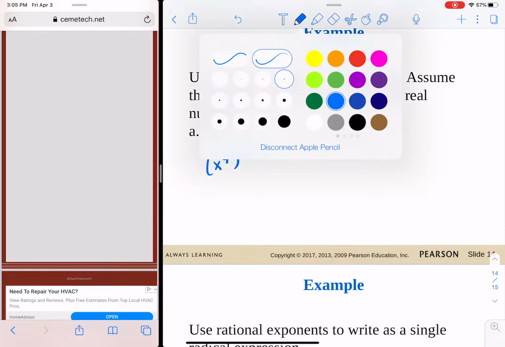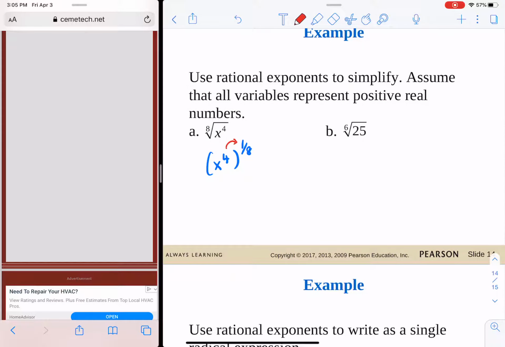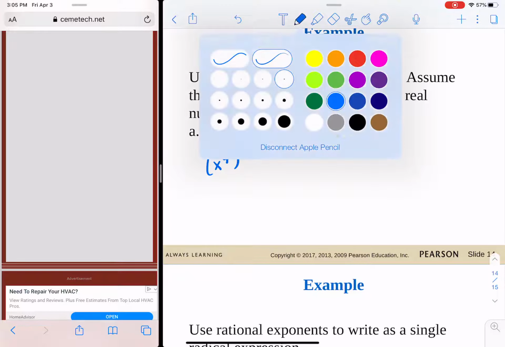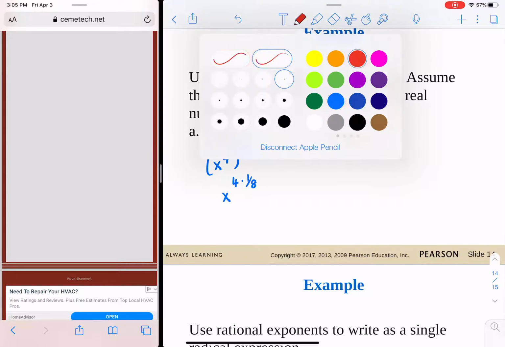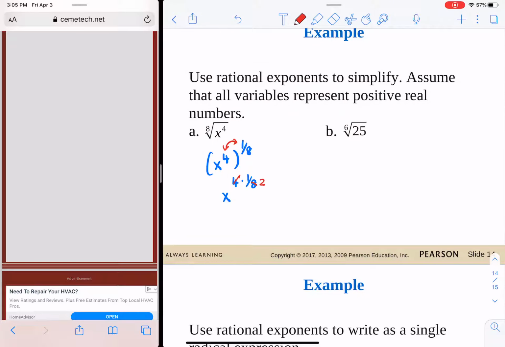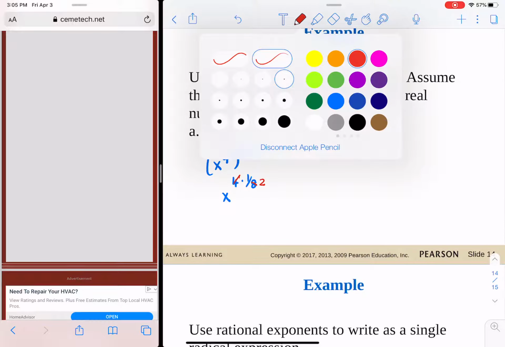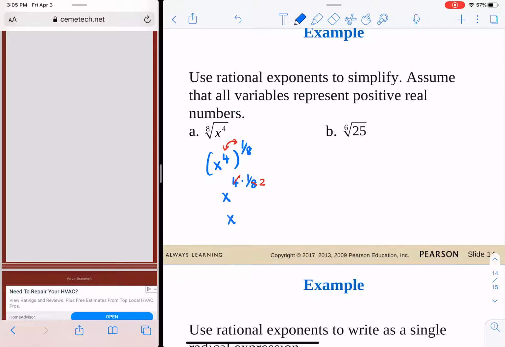But we know here we can multiply those two. So x raised 4 times 1 over 8. The 4 and 2 would get cancelled. So we have x raised 1 over 2, which is simply square root of x.